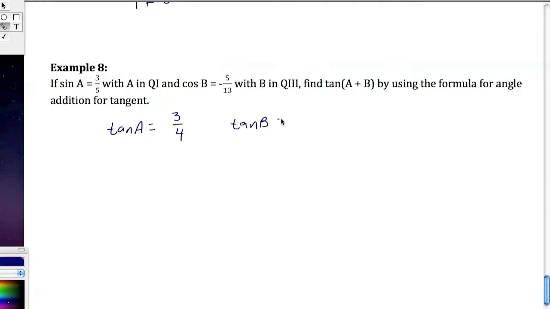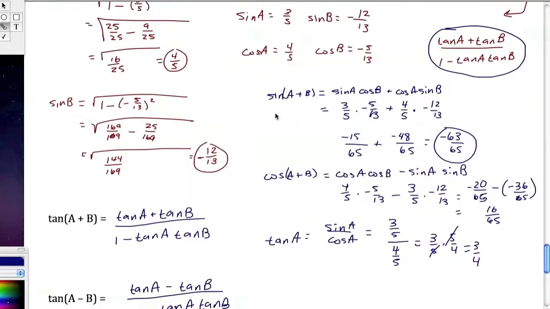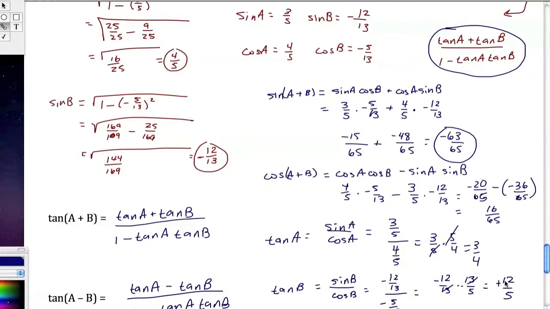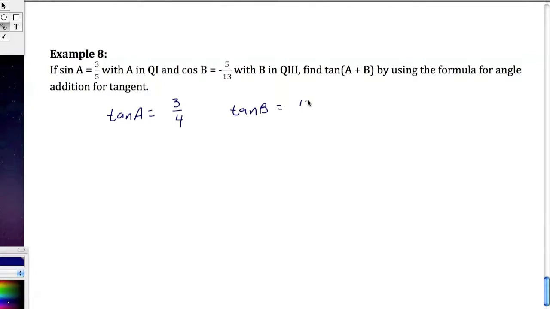Let's find the tangent of B. The tangent of B is going to be the sine of B. I just get so excited. It's going to be the sine of B over the cosine of B, which is going to give us negative 12 over 13 over negative 5 over 13, which is negative 12 over 13, times 13 over 5, negative 13's cancel, so I get negative 12 over 5. Okay? And because they are both negative, it's a negative and a negative, so this is positive 12 over 5. So the tangent of B is 12 over 5.